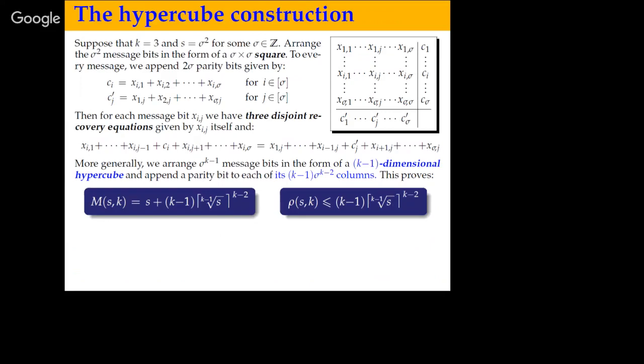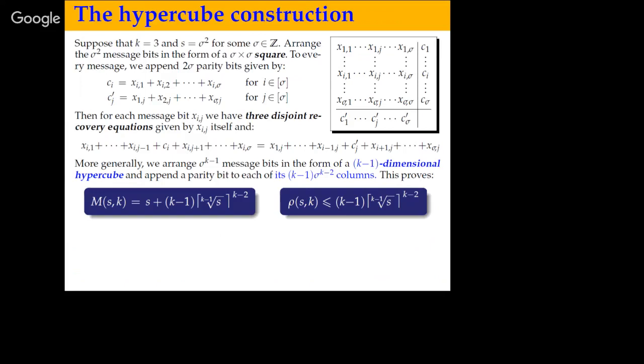So we assume the number of message bits is in that form. It's not a very limited assumption. And we arrange them in the form of a k minus 1 dimensional cube. Notice for k equal 3, you need a cube of dimension 2, because you also have the bit itself as one of the recovery equations. Then you could do it.